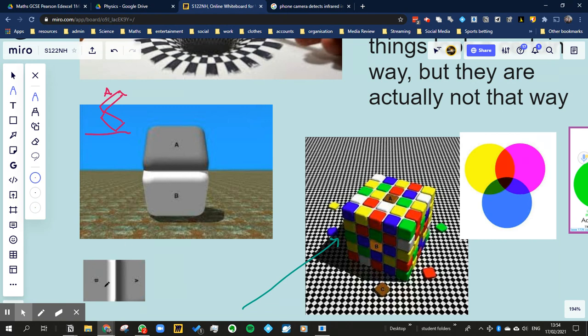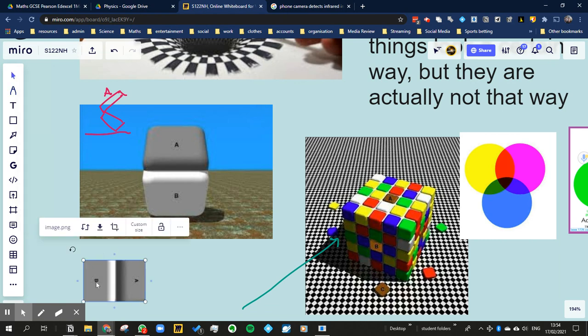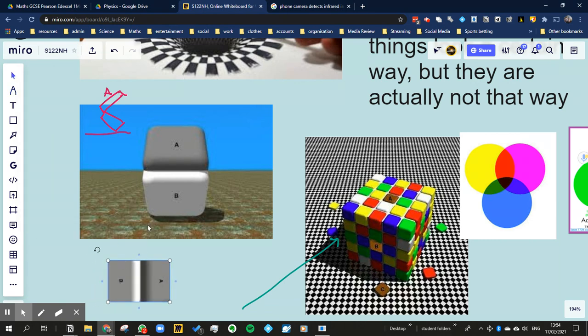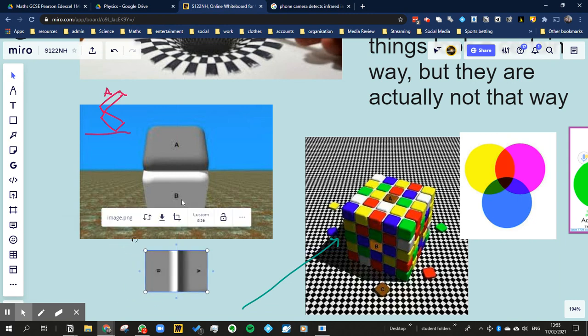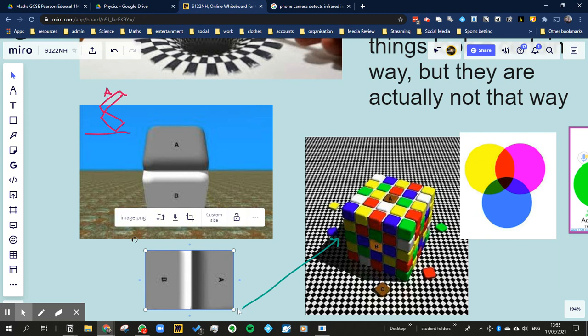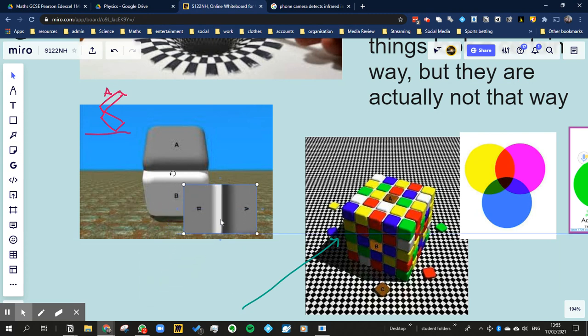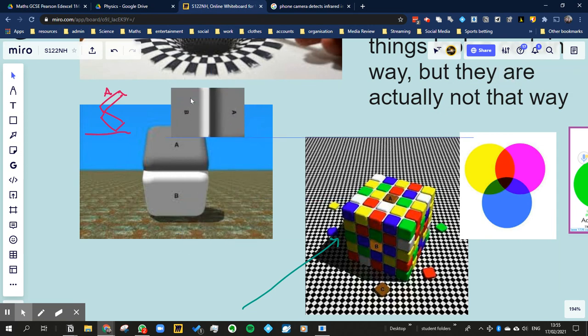But here's the weird thing: what I've done here is I've taken a part of the picture and I've chopped it in half. And when I take B, which was this bit down here, let's just shrink it a little bit. You can see that when I let go, it is in fact the same color. But look at this; it's actually the same color as A as well. So that and that is actually the same color, even though it doesn't look that way.